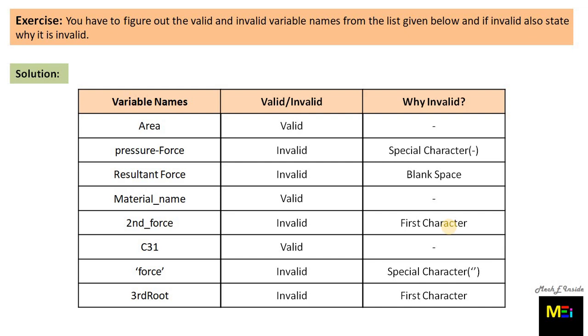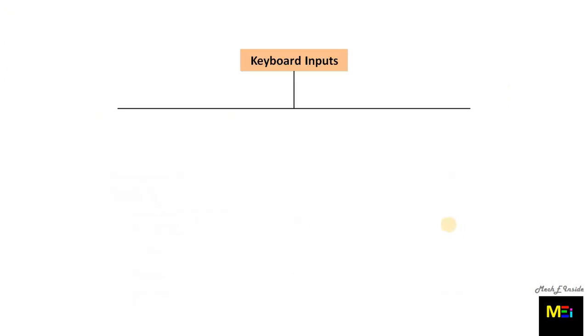Now, ask yourself a question: what sort of data are we going to get from the keyboard, or what sort of data is going to be placed in a named memory location, that is, a variable? Those are like integers. Examples of integers are here: minus 3, minus 1, 0, 23, 55, any integer.